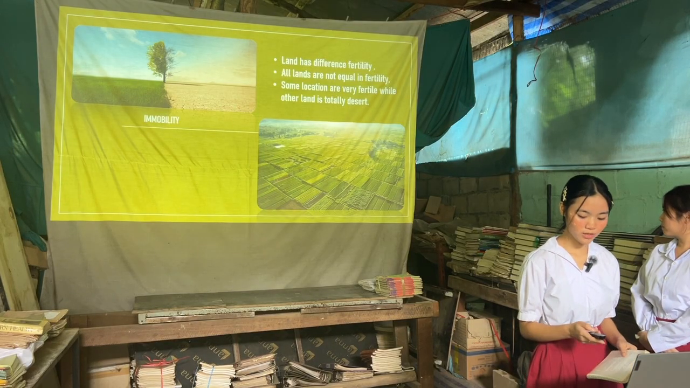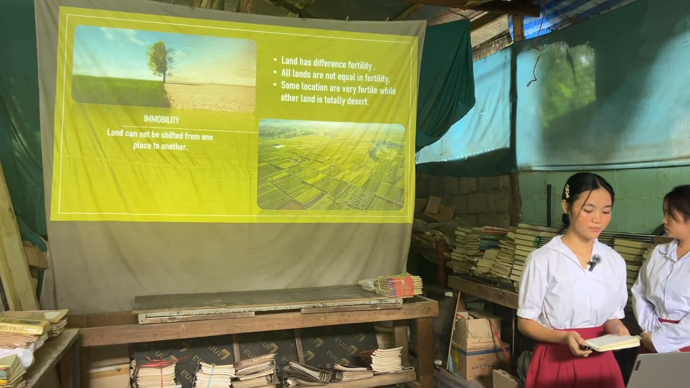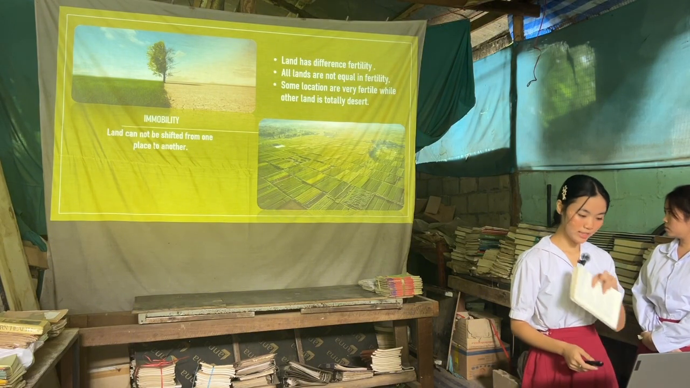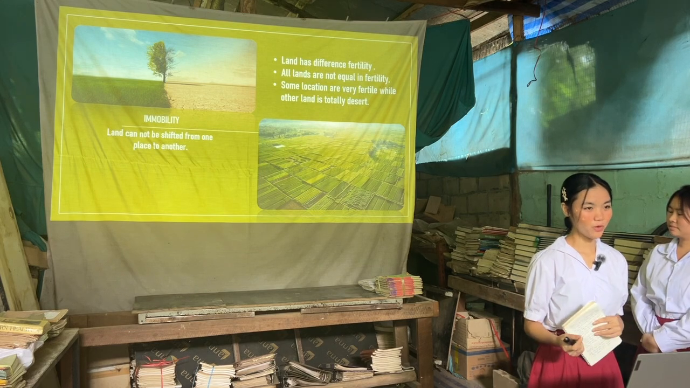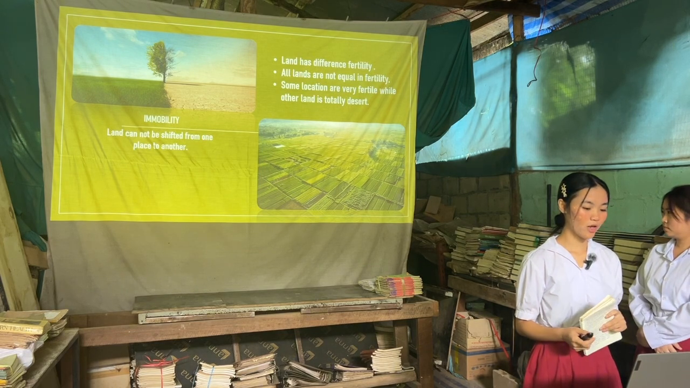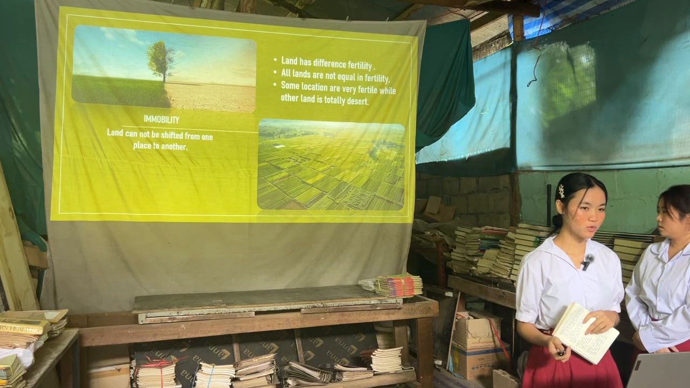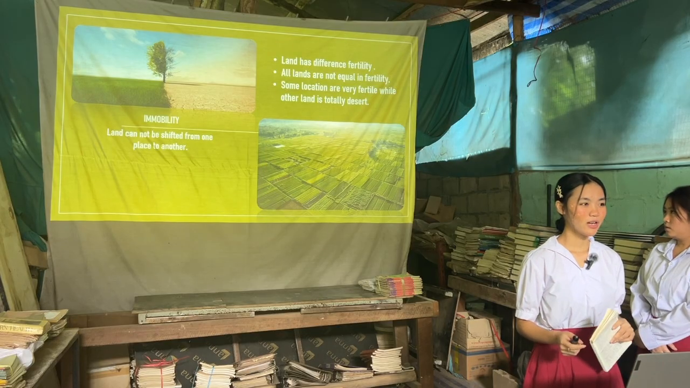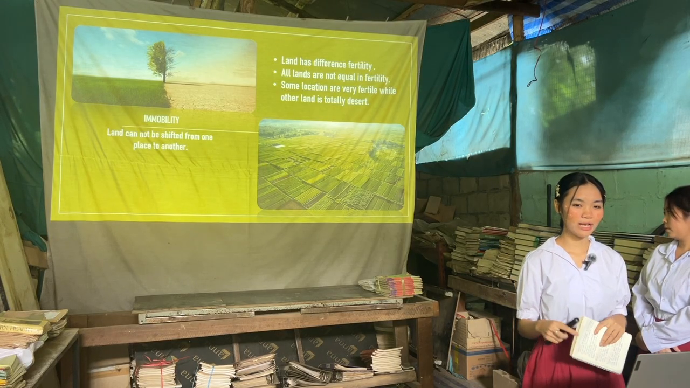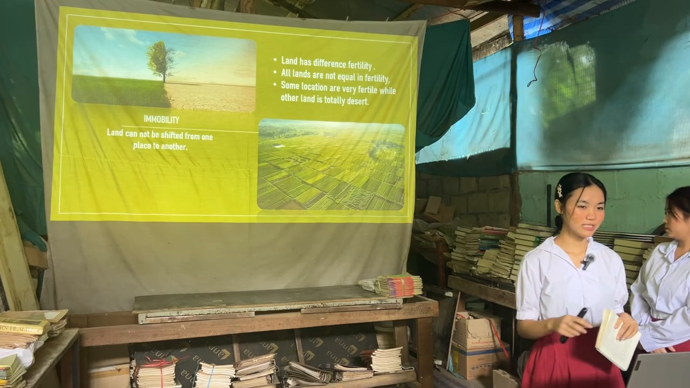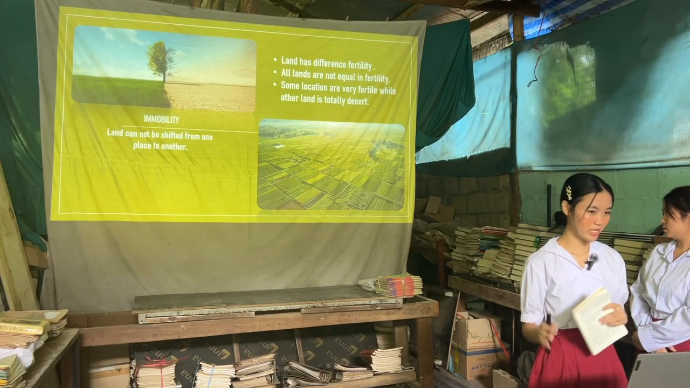And the next one, immobility. Immobility means it cannot shift or move. Land cannot be shifted from one place to another. For example, a farm cannot relocate to another city because it stays where it is. It's from nature.